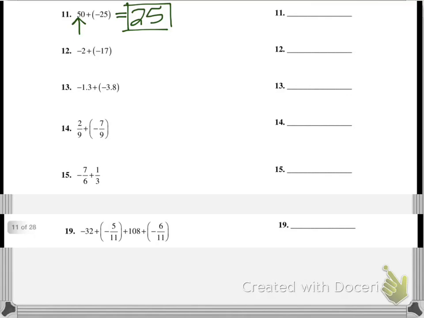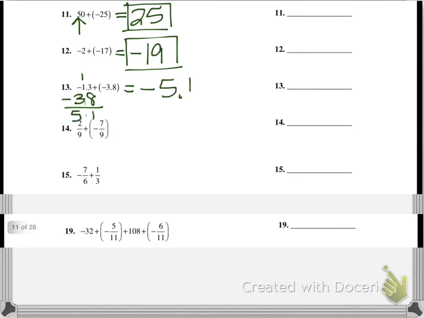Here both of our numbers are negative, so our answer is going to stay negative. So a negative 2 and a negative 17, when the signs are the same, we're going to add and keep the sign. So negative 19. Next, the signs are both negative, so you're going to add those together. I'm just going to put 3.8 underneath. That's going to give me 11, a decimal point, and 5. So it looks like a negative 5.1.